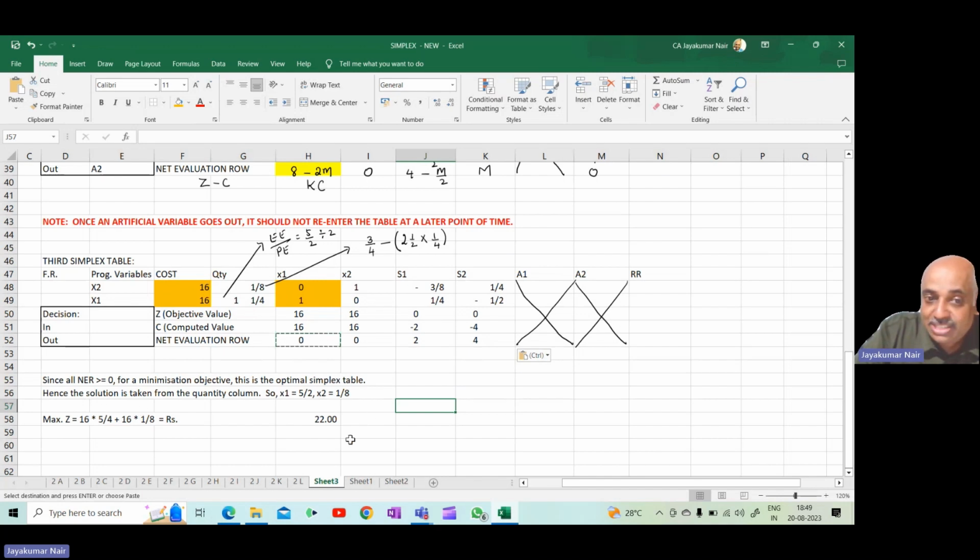Hence, the solution is taken from the quantity column. So what is the quantity column? X1 should be 5 over 4, that is 1 by 4, and x2 should be 1 over 8. And when you substitute those values in the objective function, you will get 22. So this is how you solve a minimization problem under the simplex method. Hope you have understood. Okay, thank you very much.